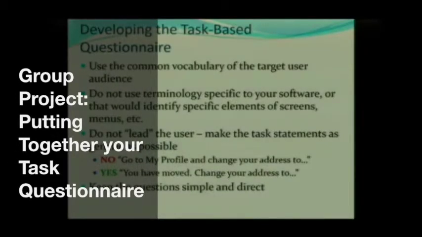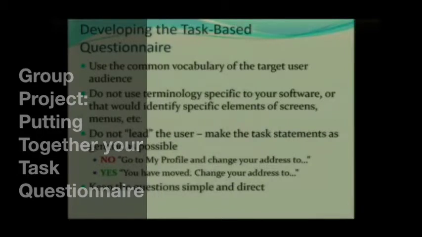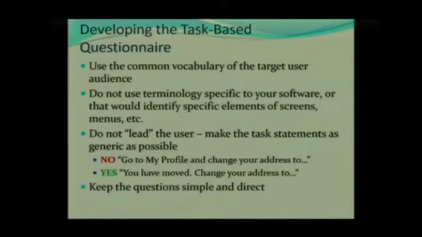Now, just as a reminder, as you are putting together your final versions of your tasks, remember, use the vocabulary of your target user. When you are running your participants, you also want to do this. Try to use basic vocabulary that your target user would use. It takes a little training for us to do this, but try to speak in a very informal manner with them. Don't use terminology that's specific to your software or that would identify specific elements. This includes when you're doing prompts.